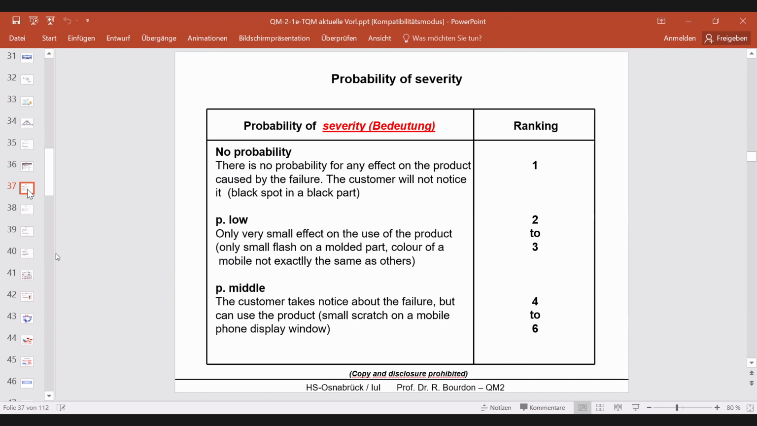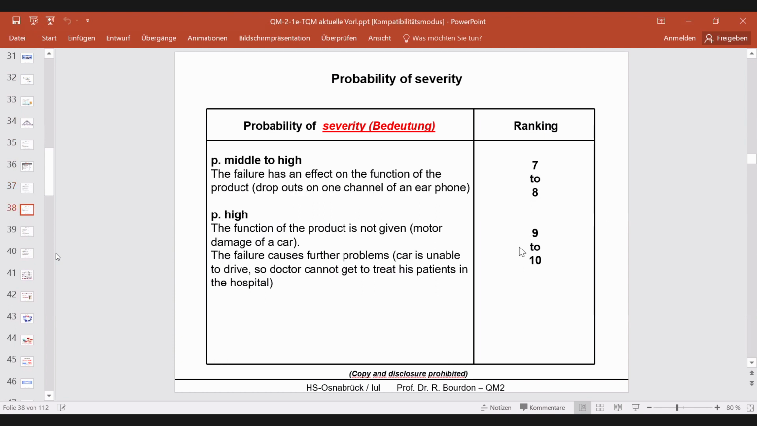Next, the severity. This means how important it is for the customer. Again, for every defect, they ask what is the probability for severity, that the defect is a problem important for the customer. If there's no probability, the defect gets a ranking number of 1. If it's low, 2 or 3. If it's middle, 4 to 6. And middle to high, 7 to 8. And if the probability for severity is high, then the defect gets a 9 or a 10.